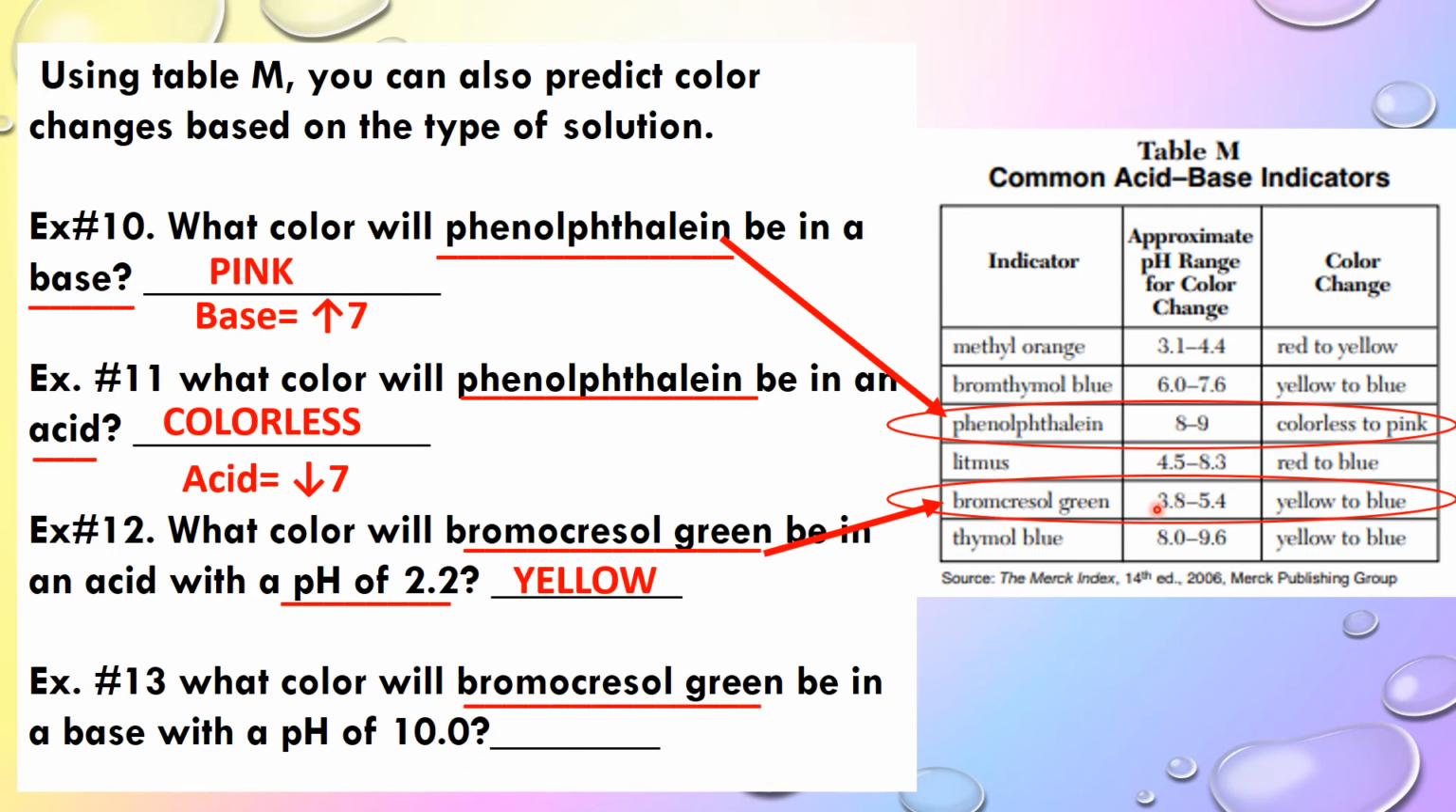What color is bromocresol green going to be in a base with a pH of 10? Anything above that 5.4 is going to be blue. So because my pH is above 5.4, it's a 10.0, it's going to be blue.